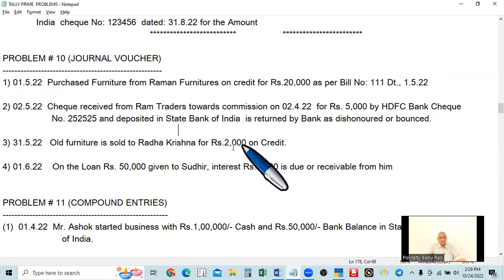So here, what to do? Furniture we are selling to Radhakrishna. According to golden rules, furniture is an asset. Furniture is going out, so we have to credit furniture. And we are selling to Radhakrishna, who is the receiver. So Radhakrishna's account is to be debited. So debit Radhakrishna, credit furniture. When you purchased, furniture was debited and Ram Furniture was credited. Now furniture is sold, Radhakrishna is debited, furniture is credited.